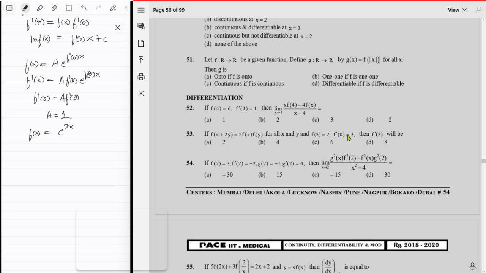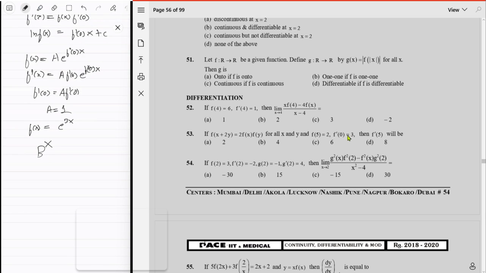That looks cool. So let's say e power 3 is b, or whatever you want to call it. So b power x, where b is e cube. So we'll just have b power x plus 2y is equal to 2 times b power x times... wait, no, that's weird. Something went wrong.